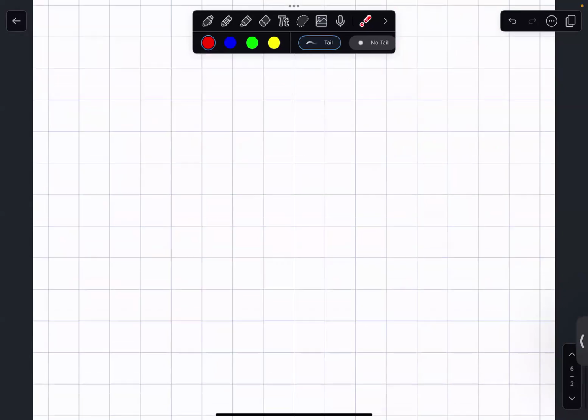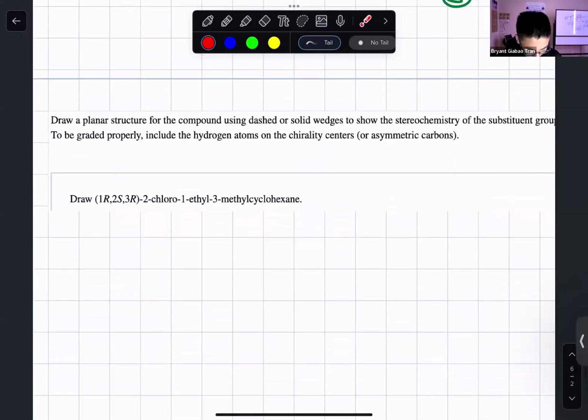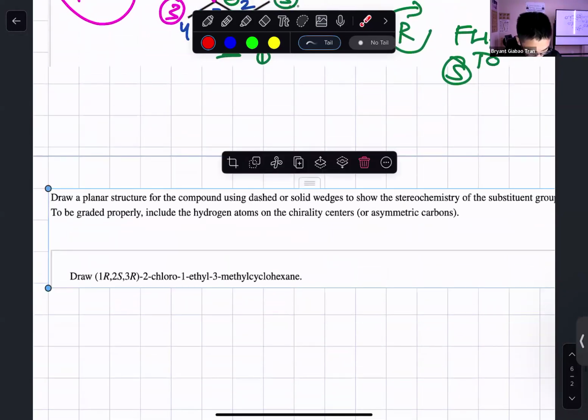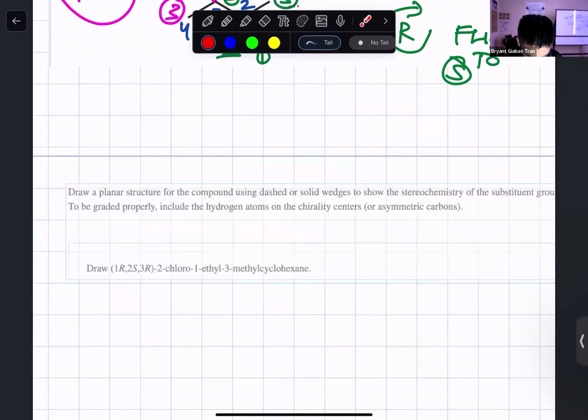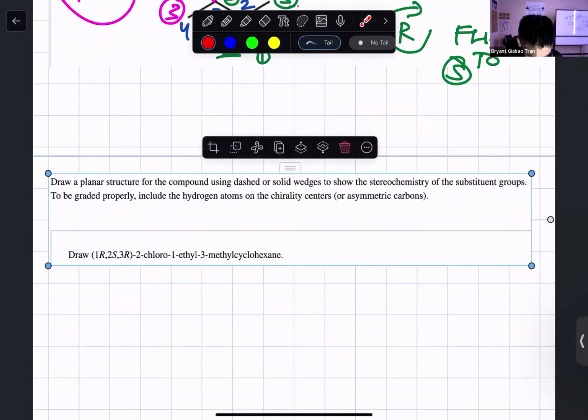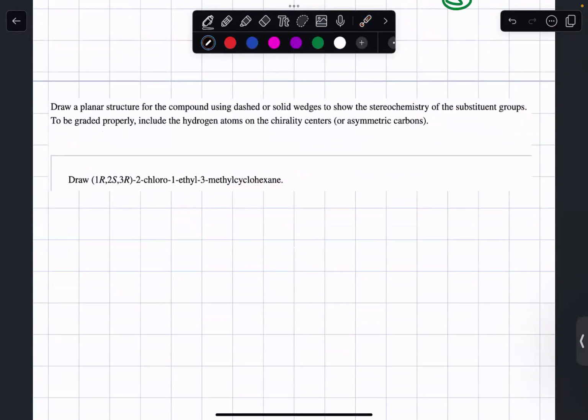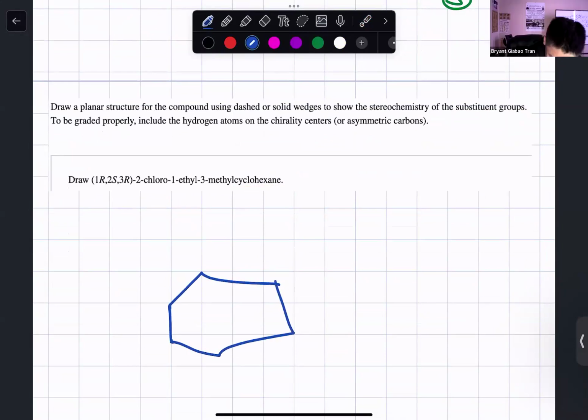Yes, that's good. Draw a plane structure for the compound using dash or solid wedge to properly include hydrogen atoms on the stereocenters, or asymmetric carbons. Okay, so how do you start this problem here based on what we just did? How would you start the molecule? Make a cyclohexane ring. And let's number 1, 2, 3, 4, 5, 6.